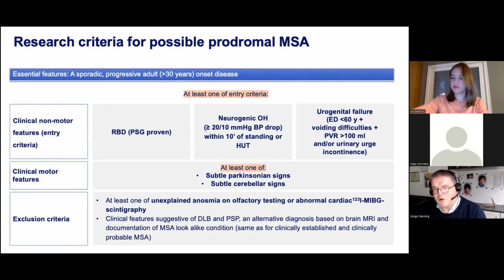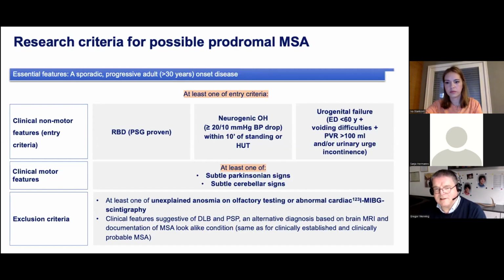So these are the 3 non-motor ways to enter the pathway of MSA, plus subtle Parkinsonian signs or subtle cerebellar signs, not consistent with a full presentation, but with a very minimal or mild presentation. But without these subtle motor signs, the task force decided it would be impossible to be sure about these 3 presentations entering into the MSA pathway. So this is why they are included.